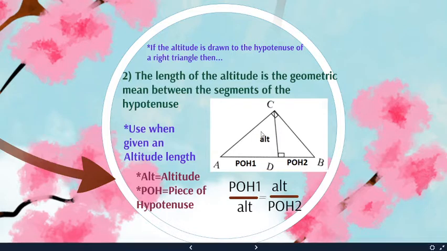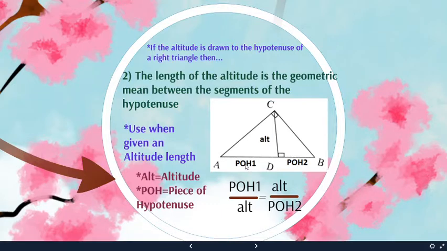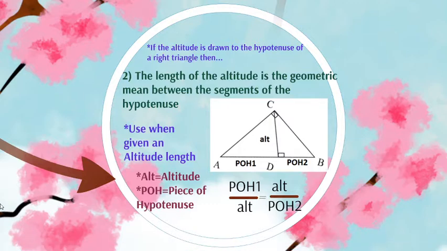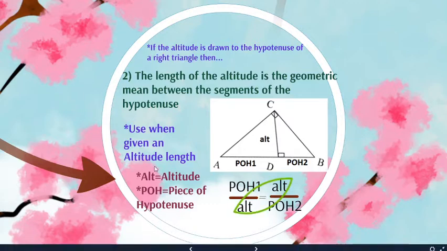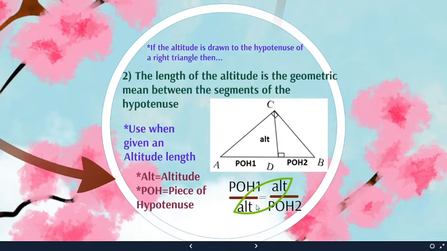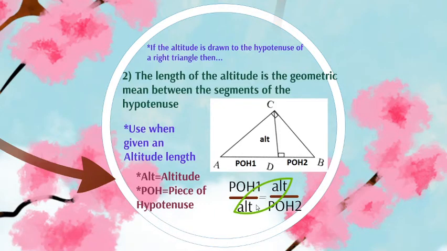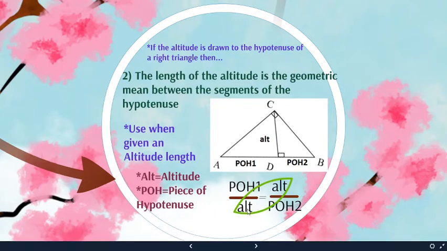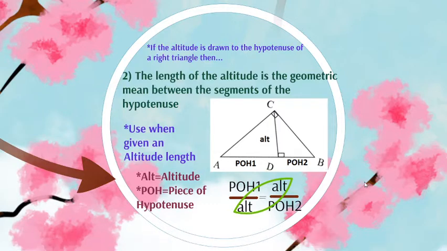If you are either given the altitude in the triangle or you're solving for it, you are going to use this lovely formula. You're going to set one piece of the hypotenuse over the altitude, which will equal the altitude over the other piece of the hypotenuse. And if you guys see here, we're solving a geometric mean because two of the parts of our proportion are the same. The altitude, we're going to have the same value in the denominator as well as the numerator. So this is going to be one case that we use.